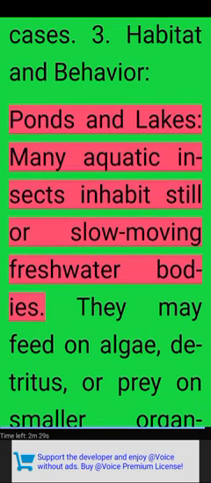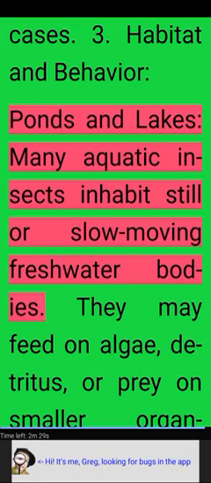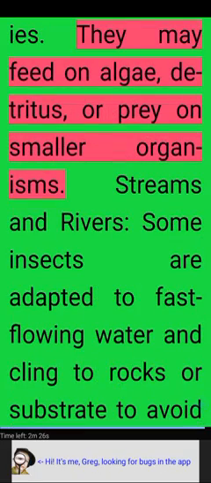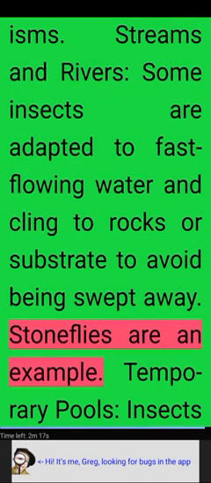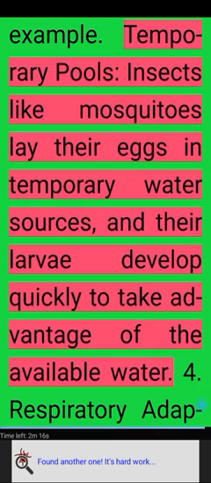3. Habitat and behavior. Ponds and lakes. Many aquatic insects inhabit still or slow-moving freshwater bodies. They may feed on algae, detritus, or prey on smaller organisms. Streams and rivers. Some insects are adapted to fast-flowing water and cling to rocks or substrate to avoid being swept away. Stoneflies are an example. Temporary pools. Insects like mosquitoes lay their eggs in temporary water sources, and their larvae develop quickly to take advantage of the available water.